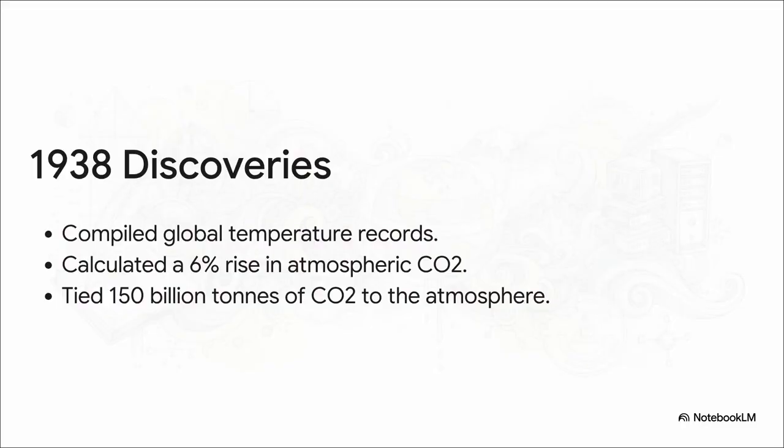Methodically working through massive volumes of data from the Smithsonian, Collinger made 3 massive discoveries in 1938. He compiled global temperature records and found a definitive warming trend. He calculated a 6% rise in atmospheric CO2 since 1880, and finally, he connected the dots, tying 150 billion tons of human-made industrial emissions directly to that atmospheric rise. He proved that the greenhouse effect was no longer just a neat theory. It was an active, measurable trend tied directly to fossil fuels.